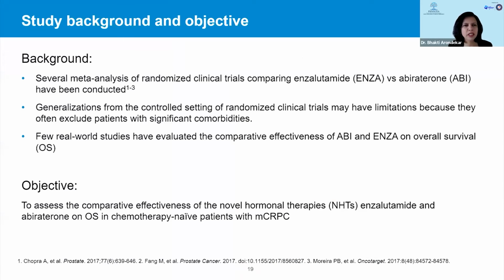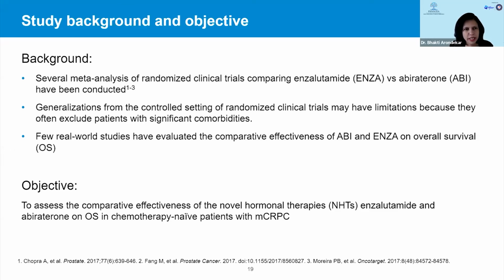So this example is interesting because there are 2 products that are available, or were available at the time when this study was done, enzalutamide and abiraterone. Both of these are novel hormonal therapies used and approved for first-line treatment in patients with mCRPC, or metastatic castration-resistant prostate cancer. They had been approved for a while, and it was very hard to do a randomized control trial.